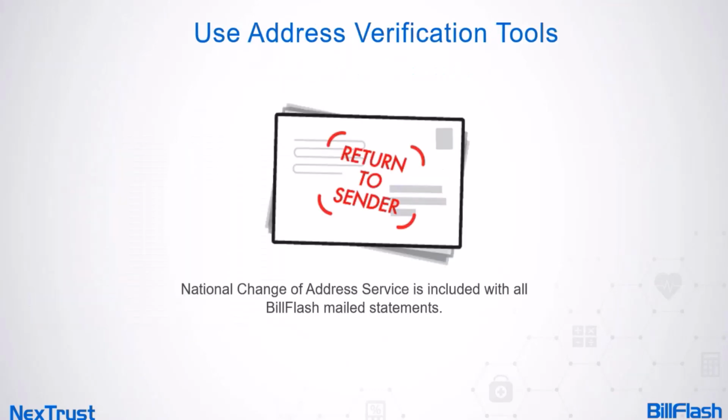You can also increase the likelihood of payment by ensuring that mailed statements reach the correct address. One way to do this is by using address verification tools, such as the National Change of Address or NCOA service. The NCOA service compares patient addresses against the USPS Change of Address database and updates the address if there is a match. By using address verification tools, medical practices can reduce the risk of returned mail and improve the efficiency of their billing and collections processes.